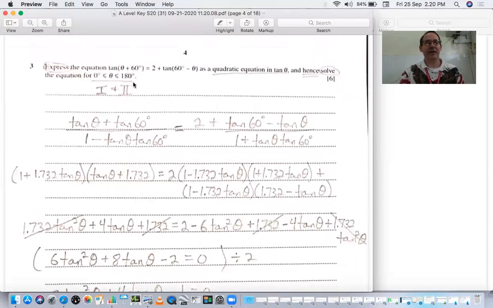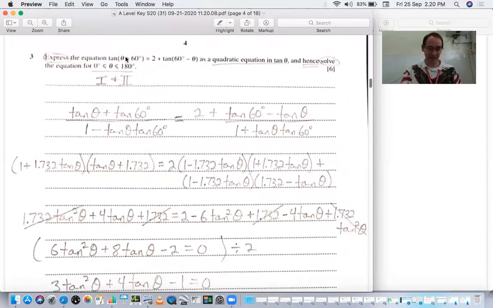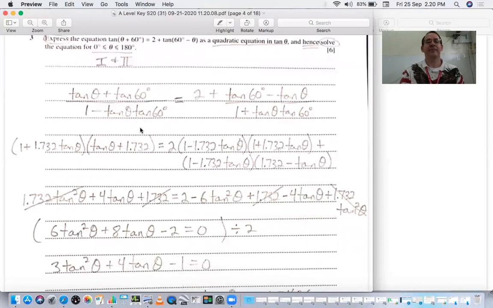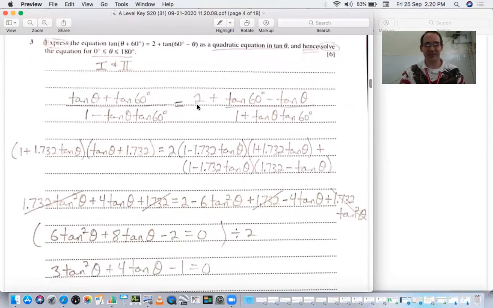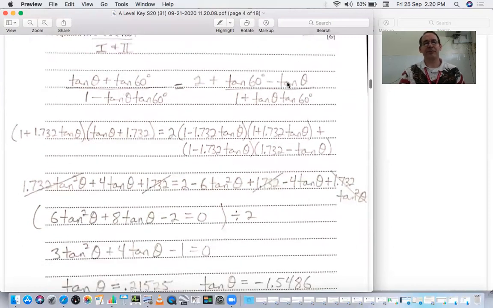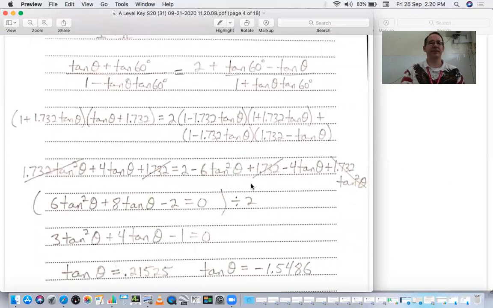Now, tan(theta plus 60) is an identity. Again, you can find this identity in your Cambridge formula sheet. And so this is the sum identity for tangent, or the positive one of the sum identity. And then over here we have the negative one for the sum identity, or it might be called the difference identity. And then the 2 is just the 2. So we do follow the identities from your formula sheet.